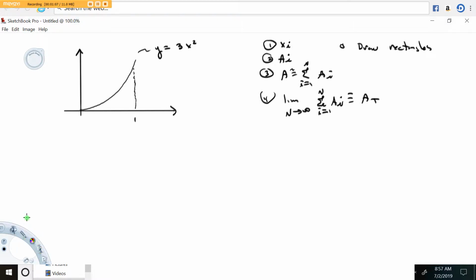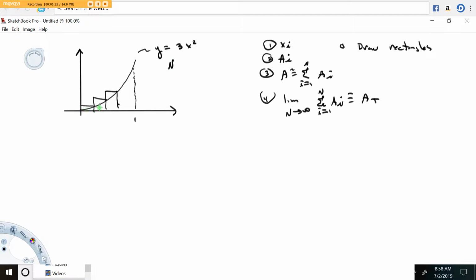You start out by using your rectangles here. I'm going to go ahead and draw my first one like this, second one like this, third one like this. Now, you have to think kind of abstractly here. We're not going to use 3 rectangles or 5 rectangles or 6. We're just going to say n rectangles, whatever that is.